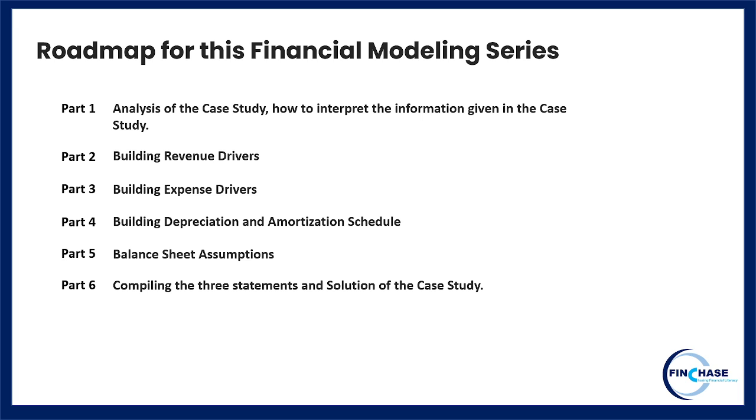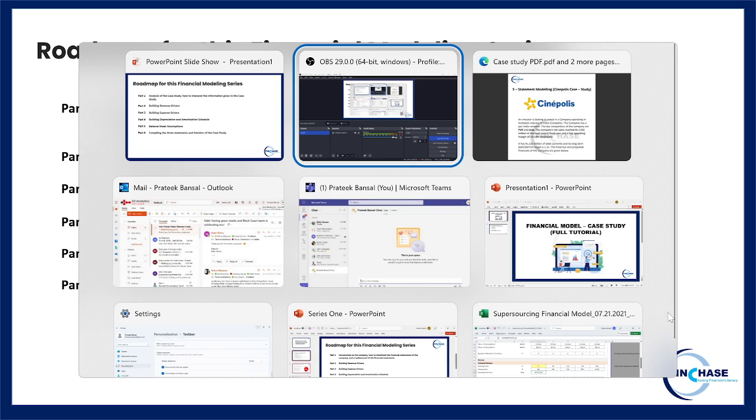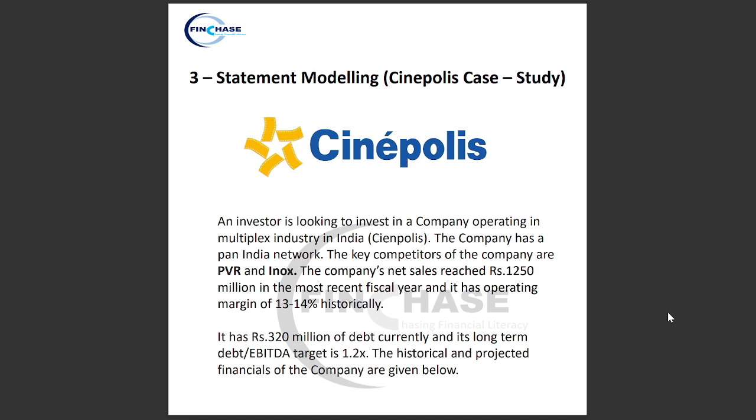Now the reason being like why we are building revenue drivers first, because we know revenue is going to be the heart and the soul of a financial model. So that is why we are going to build the revenue drivers first. Then after that, in the next video we will start building our expense drivers, then so on, and finally at the video 6 and 7 we will conclude our case study, like this is the final solution of the case study. Okay, so now I am opening up my case study.